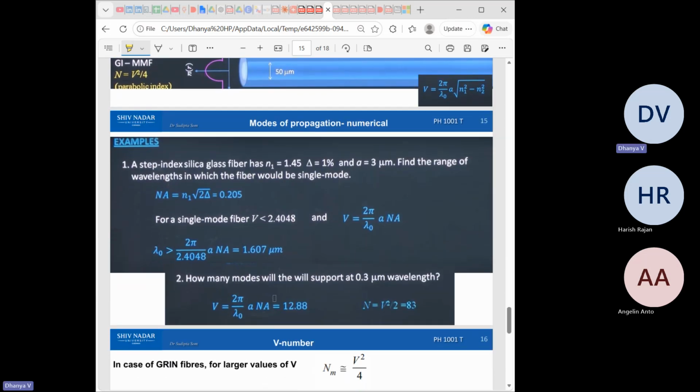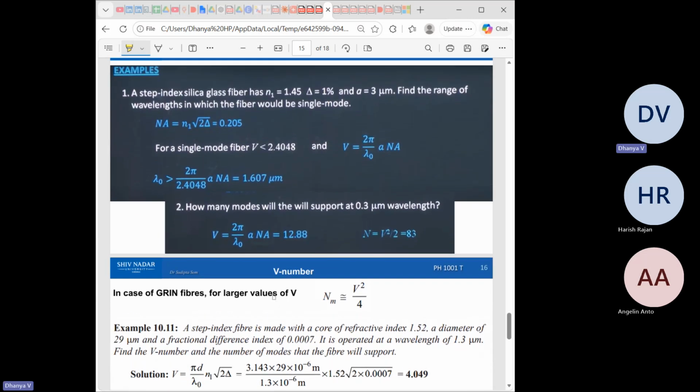These are the types of questions which I told you about. Here they've given you N1, delta, and A, which is the radius of your core. Now find the range of wavelengths in which the fiber would be single mode. For it to be single mode, V should be less than 2.4, correct? So how will you find NA with this data? One formula is root of N1 square minus N2 square. The other is N1 times root of 2 delta. With that you find your NA, then substitute in the formula. I think all of the values are given.